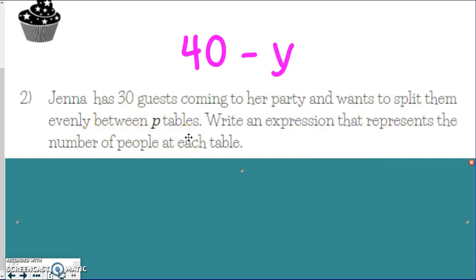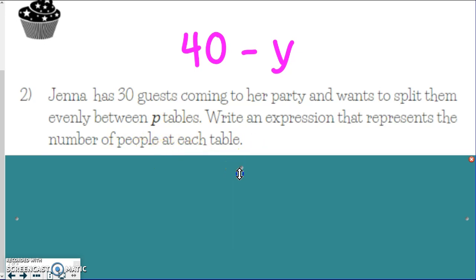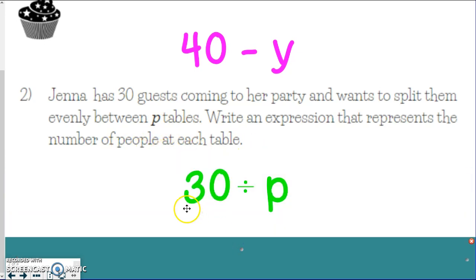So I don't know how many tables, but I know she has 30 guests. I know she's dividing them by p, which is representing the tables. And that expression represents how many people would be at each table. So even though I don't know, I know the expression is going to be 30 to represent her guests, split represents the divide part, and p represents however many tables she has.